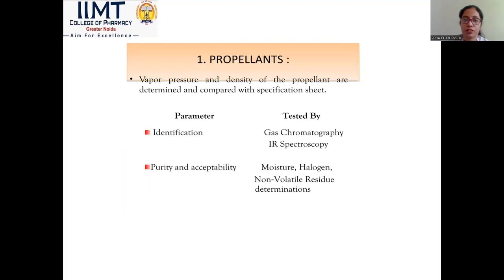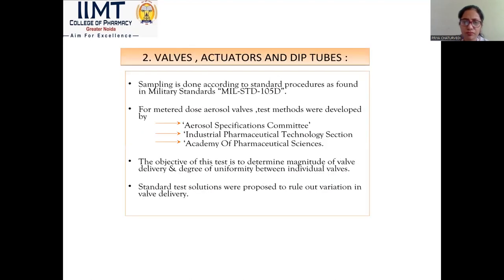Now propellants. Vapor pressure and density of the propellants are determined and compared with specification sheets. Parameters like identification are tested by gas chromatography and IR spectroscopy. Purity and acceptability are assessed by moisture, halogen, and non-volatile residue determinations, etc. Valve, actuator and dip tubes.